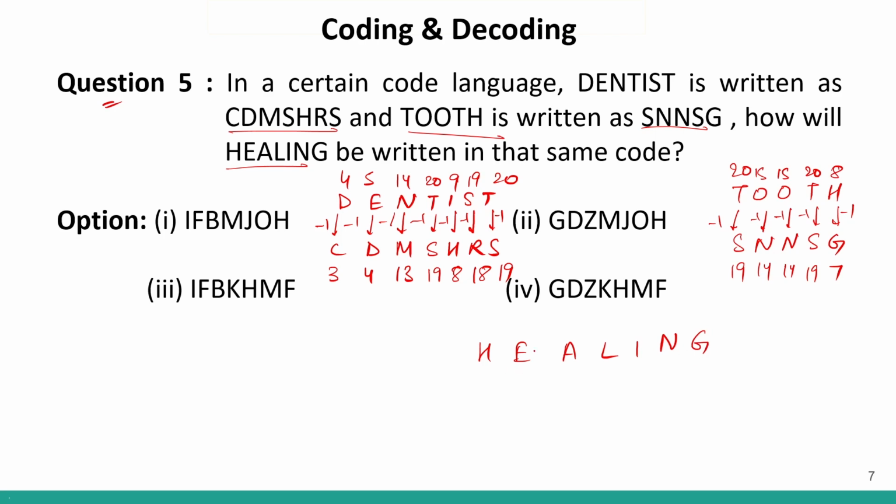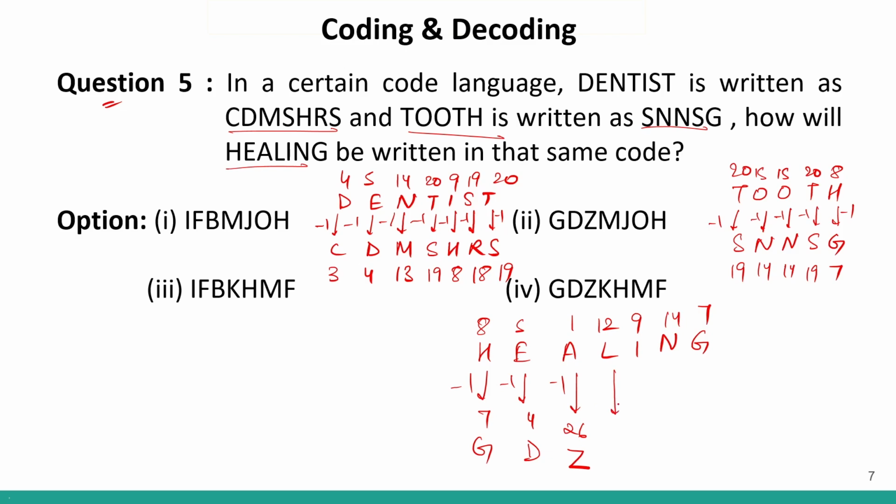So healing will be, the codes are 8, 5, A is 1, 12, 9, 14 and 7. If I do minus 1, I'll get 7, which is G. If I do minus 1, I'll get 4, which is D. If I do minus 1, I will get 26 because there is no code for 0. Going back to loop, I will get Z.